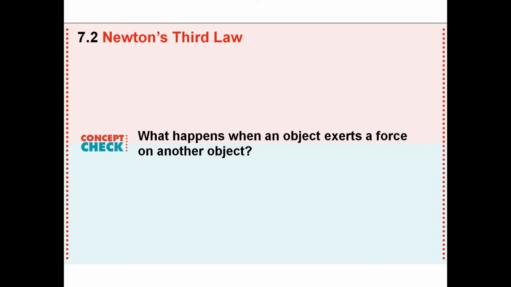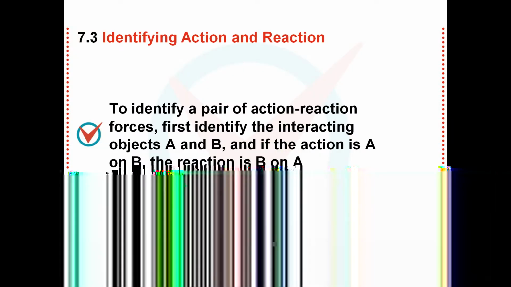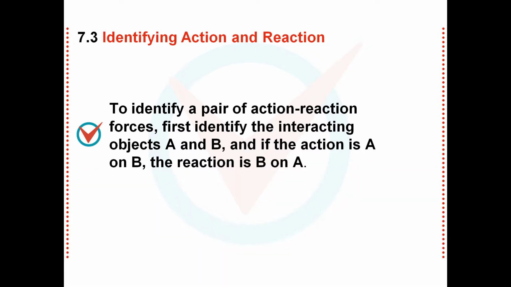What happens when an object exerts a force on another object? To identify a pair of action-reaction forces, first identify the interacting objects A and B. And if the action is A on B, the reaction is B on A. If using the letters A and B prove difficult in understanding the concept, feel free to replace these with any of the examples we've given thus far, with A being the hammer and B being the nail, or A being the tire, B being the road.